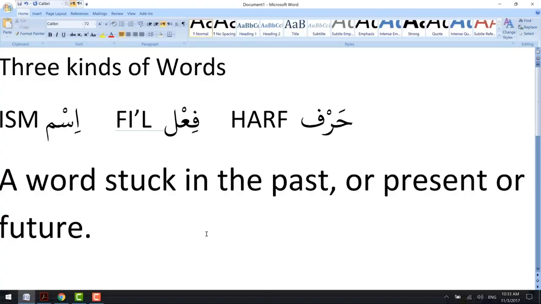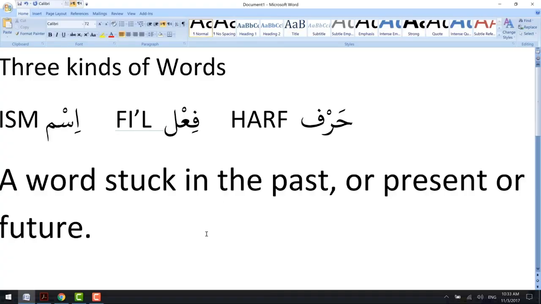So it's either ate or eats or eating or will eat in the future. All of those are verbs. And sometimes in the English language, they're not one word, they're a combination of words like will eat or was eating. Those are two words and they go together to make one verb in a sense. And that's how we have to think about fi'l, right? So a word stuck in the past or present or future.